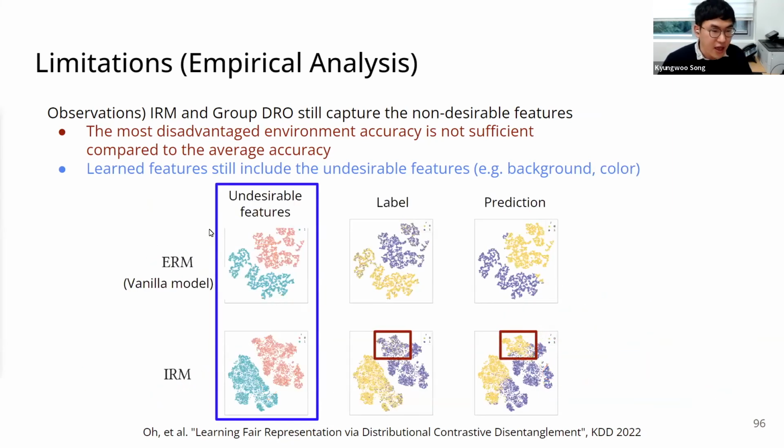We can check that IRM has a similar issue. We visualize the extracted features from ERM and IRM on the Colored MNIST dataset. Both features of ERM and IRM are clearly separated by undesirable features, such as background or color. The visualization denotes that the extracted features from IRM contain undesirable features.